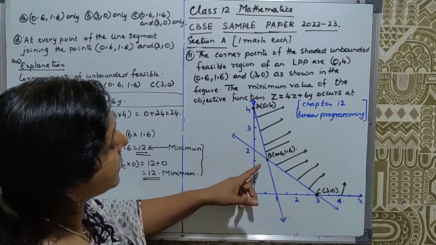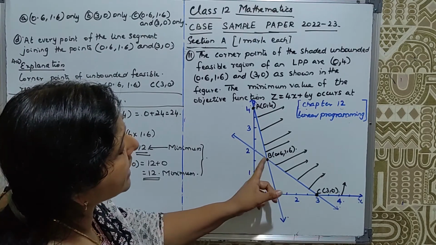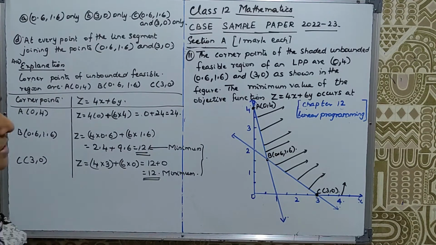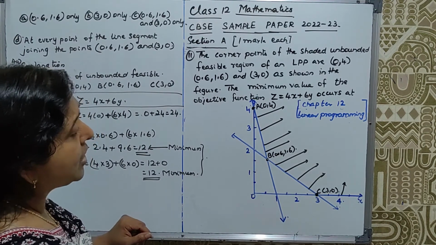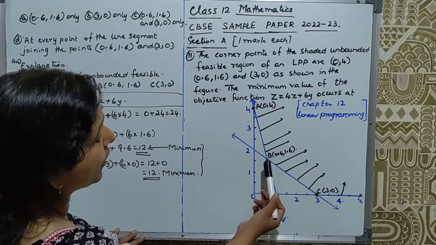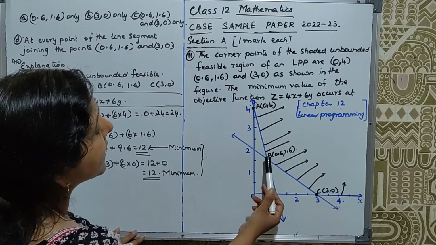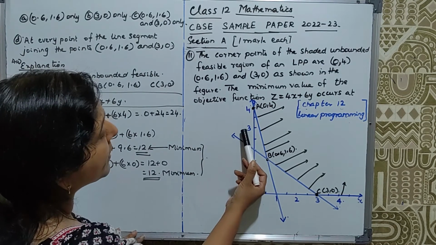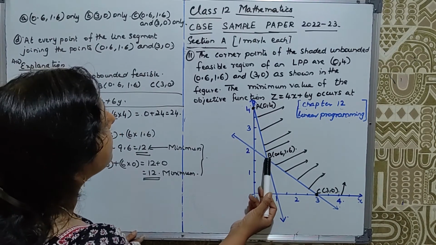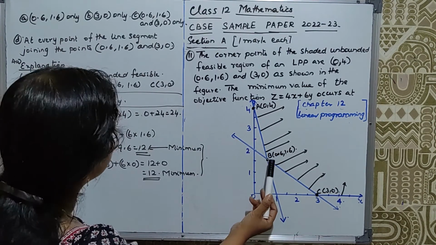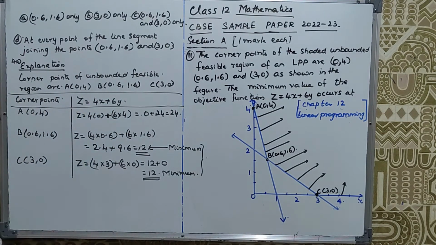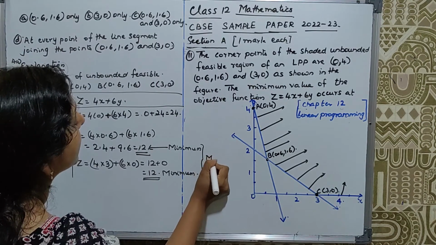So here actually the minimum is at all points on the line segment joining B and C. But it is an unbounded feasible region, so we have to verify whether the open half plane occurs in the unbounded feasible region or not. If the open half plane is not occurring in the unbounded feasible region, then the minimum value is at all points on the line segment joining B and C. So here we'll write multiple minimum.